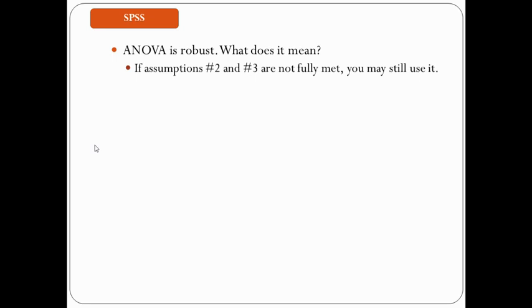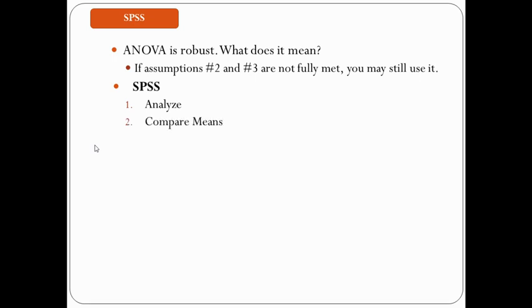The good news is ANOVA is a robust test. Even if assumptions are not fully met, we may still use it. That's the good news. As long as we do not violate the assumption a lot, we can still use it. So in order to get ANOVA output in SPSS, we go through a number of steps.